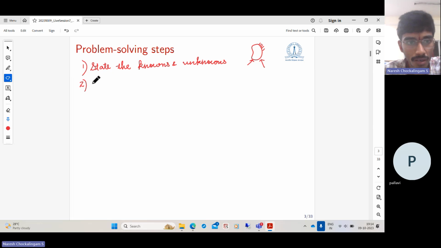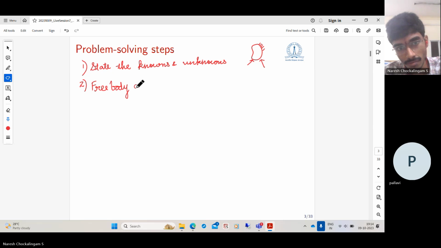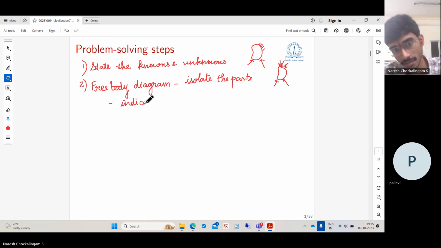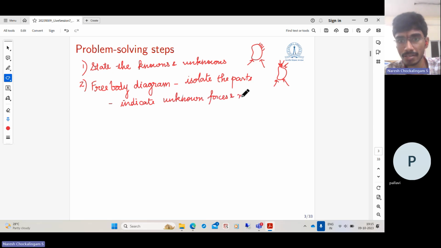The second step is to draw the free body diagram of the structure, isolating every part. So we need to isolate the parts of the structure. And when we do that, suppose we isolate this and draw the free body diagram, we need to indicate the unknown forces and their reactions. So indicate the unknown forces and moments.